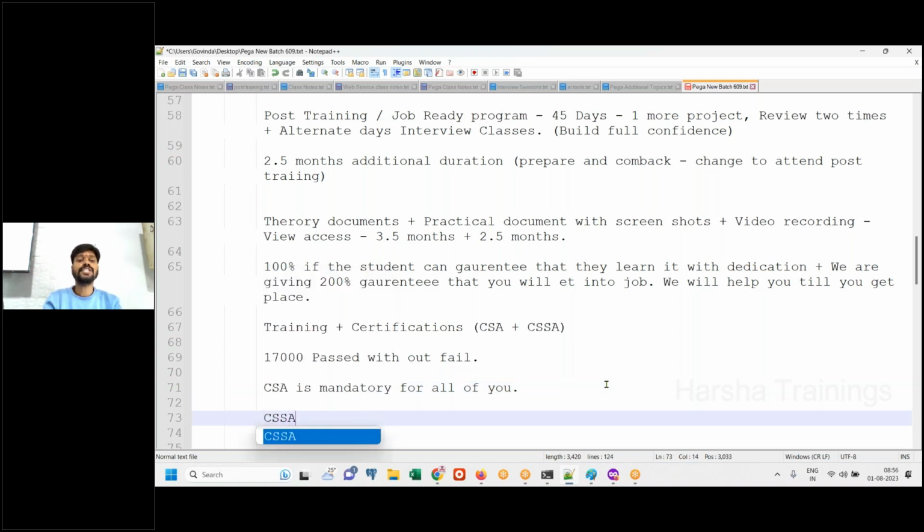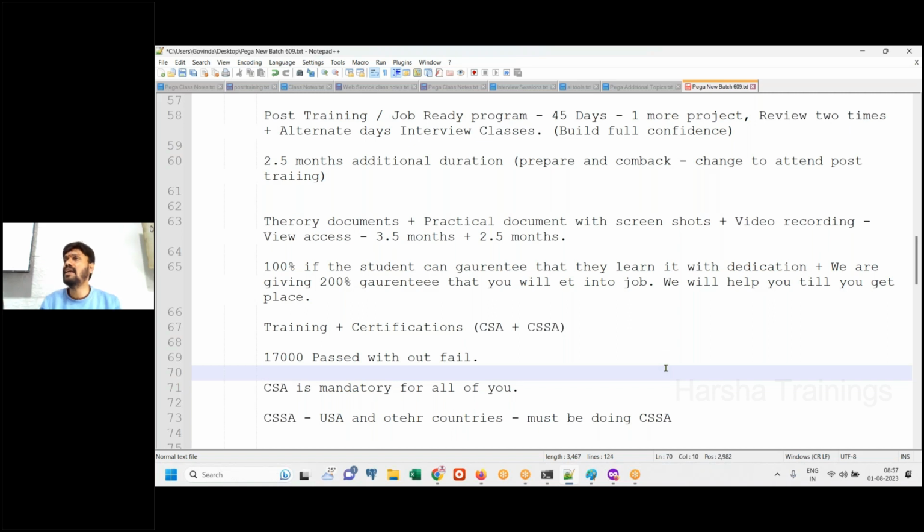Who has to finish CSSA? People from USA and other countries. We have people from USA and all other countries who must be doing the CSSA level. Sir, can I do CSSA directly without doing CSA? No. First you pass the CSA exam, then only you are eligible to book the CSSA exam. Additionally, you are paying money again. If you fail the exam, the money will be wasted. That's why I am telling you, don't write the exam without consulting me. I'll make sure you will not fail.